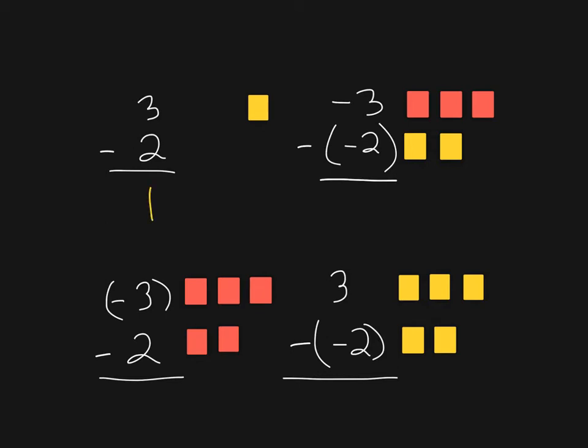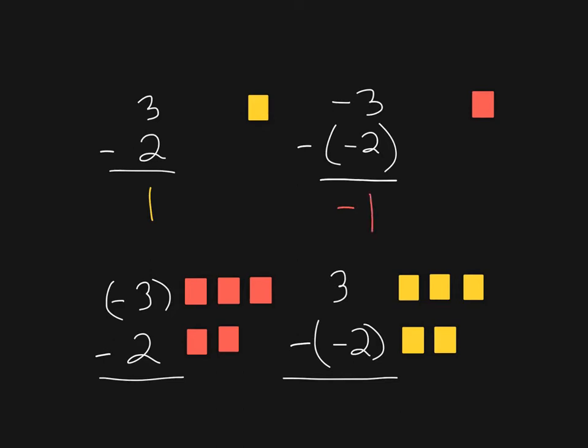So for the next example, we have negative 3 minus negative 2. Since it's negative on the bottom right now, they're red. But since it's subtraction, we want the opposite. So we're going to flip them, and we're going to change both of these to yellow. Now that we've done that, we can take our opposites away. And we are left with 1 red. So negative 1.